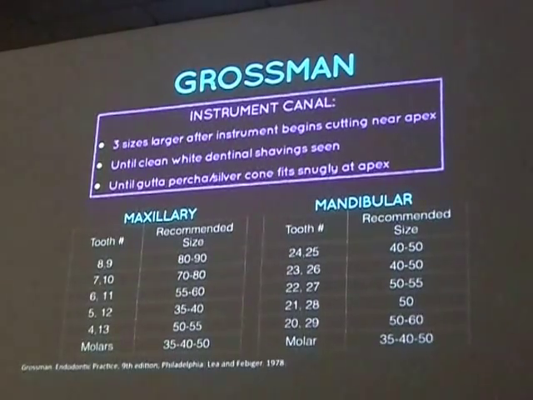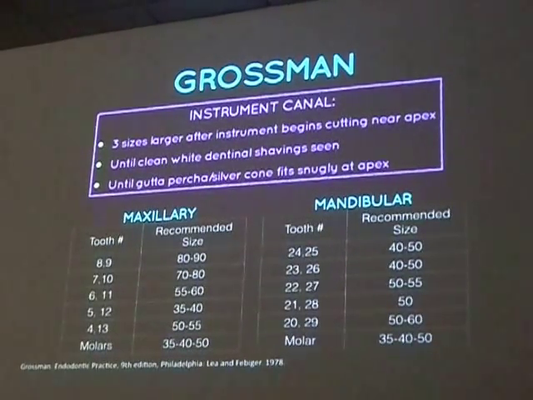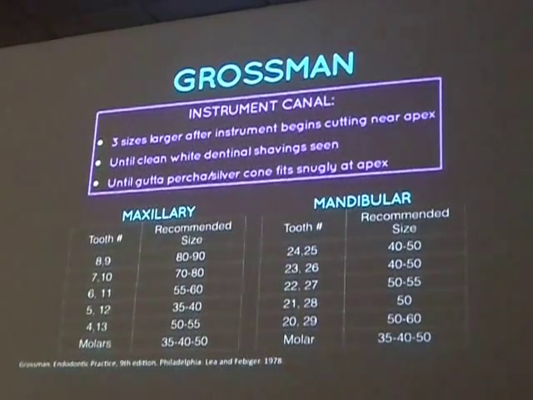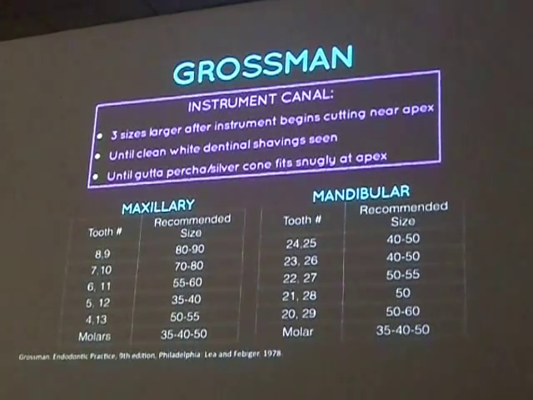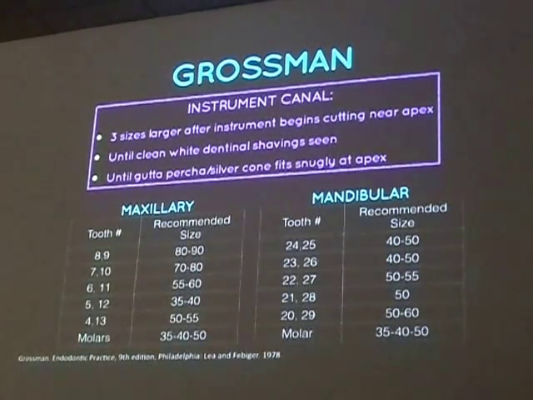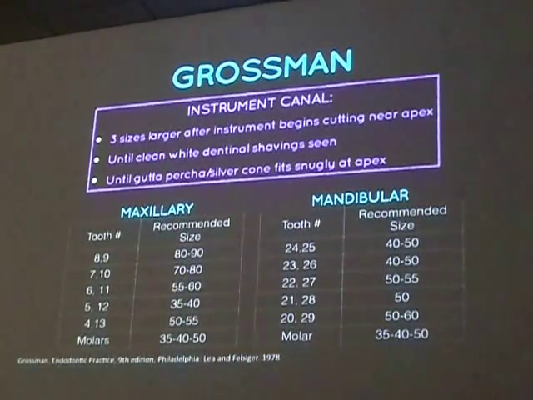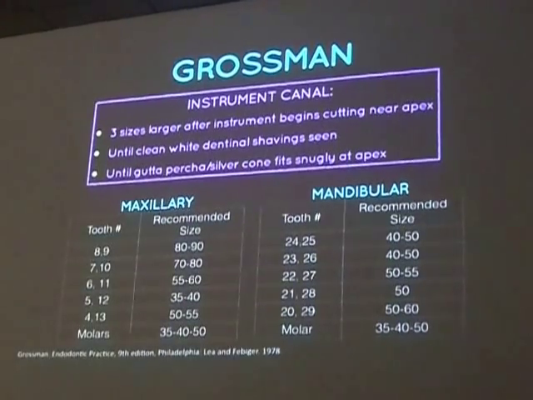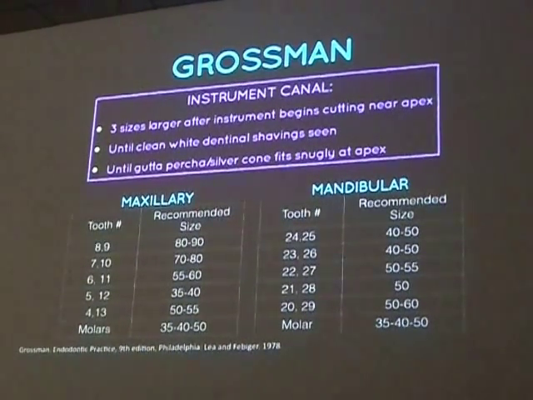O también nos dice que nosotros podamos encontrar dentina de color blanco o blanquecino a nivel de las ranuras del instrumento, ¿no? Cuando estamos preparando el conducto, una vez que encontramos dentina blanca, digamos que más o menos es donde ahí podemos definir hasta dónde vamos a hacer la preparación del canal.